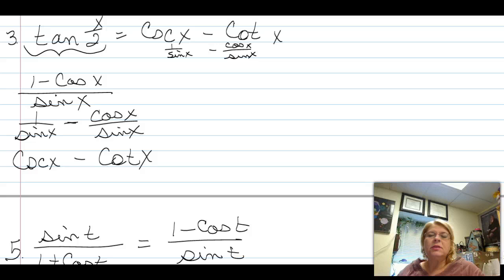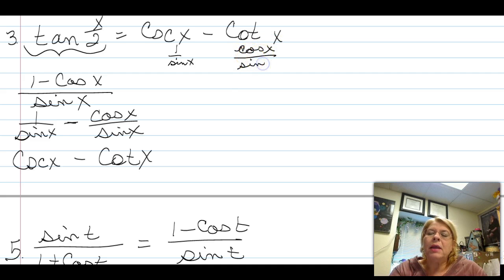Number 3. It starts out tangent of x halves equals cosecant x minus cotangent x. And as you can tell, I cheated a little bit. I made this one 1 over sine x, and this one cosine x over sine x. Now, I have sine x in the denominator, and that's important to me because when I come over here to the tangent x halves, I've got several choices, and I'm going to choose the one where sine is in the denominator. So that gives me 1 minus cosine x over sine x.